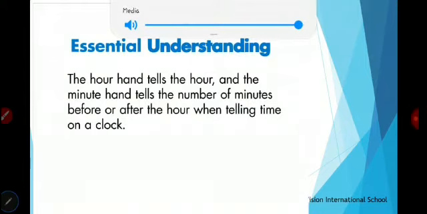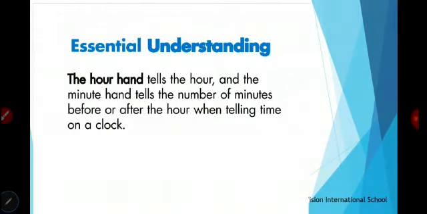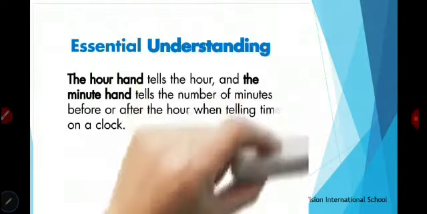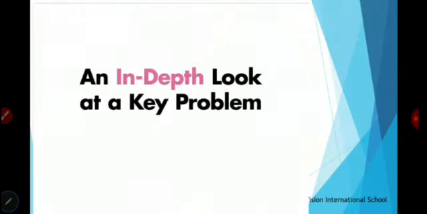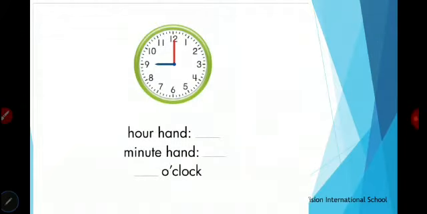The essential understanding for this lesson is the hour hand tells the hour, and the minute hand tells the number of minutes before or after the hour when telling time on a clock. Previously, students developed an understanding of numbers to 12. In this lesson, students use these numbers as they tell and write time to the hour using an analog clock. This problem is key because students use the numbers that the hour hand and the minute hand are pointing to in order to tell the time shown on the clock.